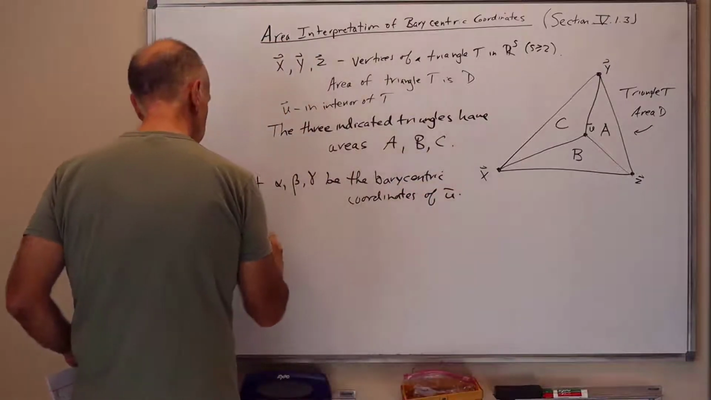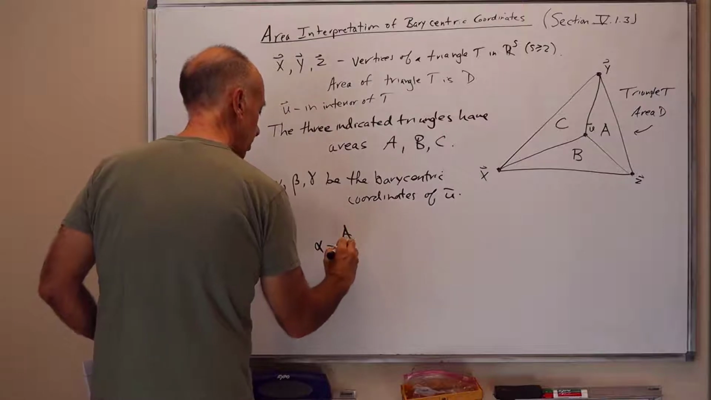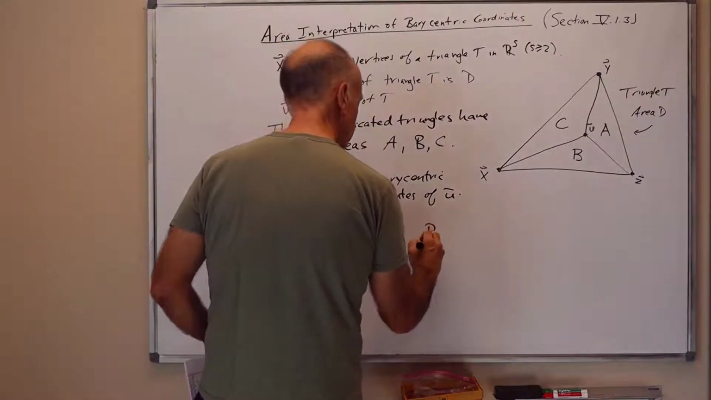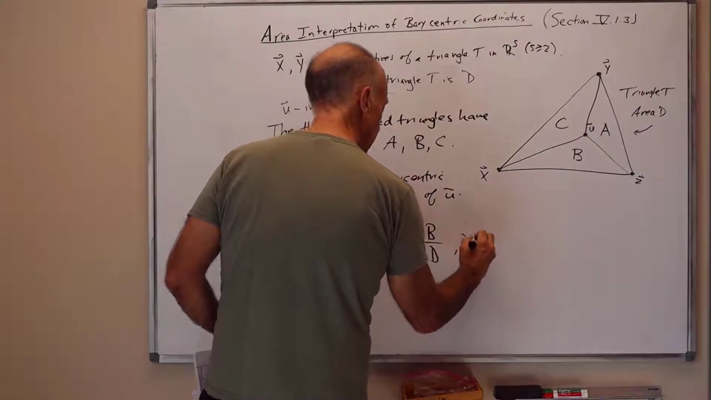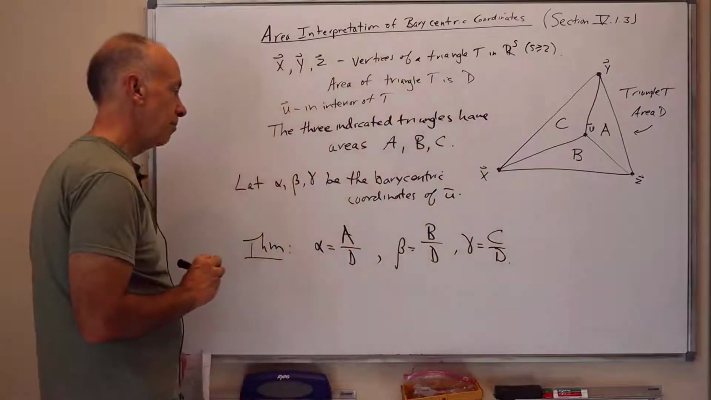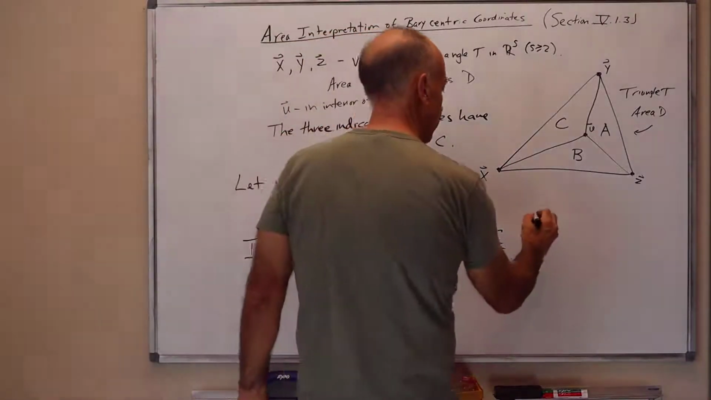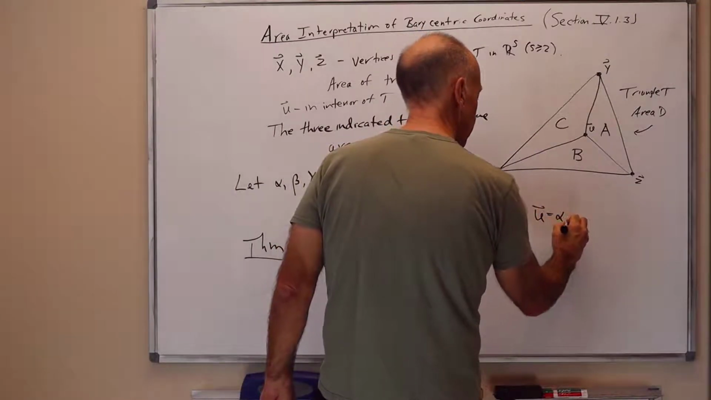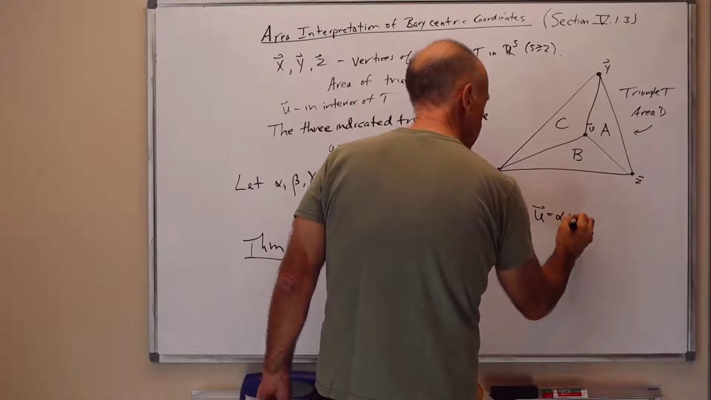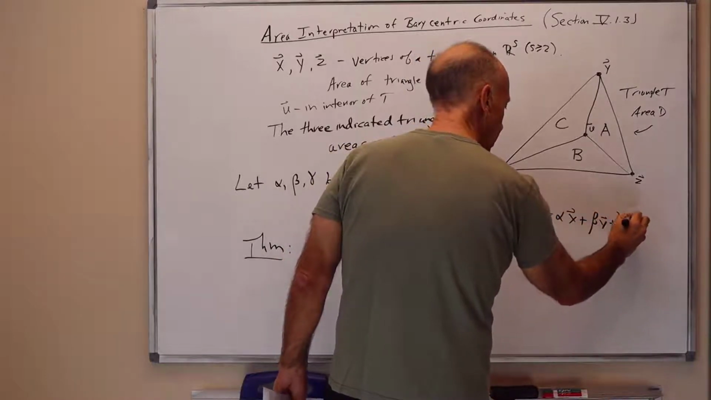And the theorem is that alpha is equal to the ratio A over D, beta is equal to the ratio B over D, and gamma is equal to the ratio C over D. So to figure out what this means, remember we have U equals alpha X plus beta Y plus gamma Z.